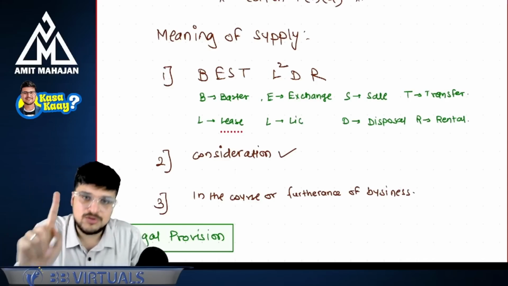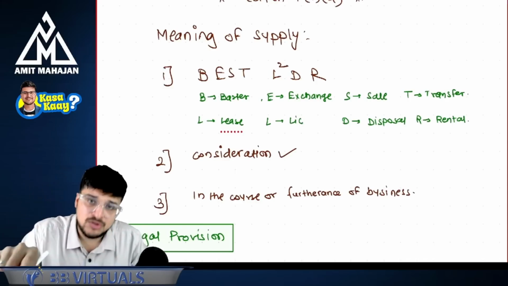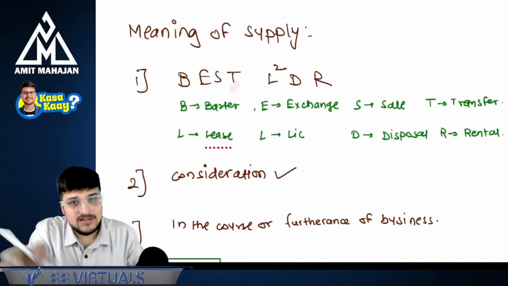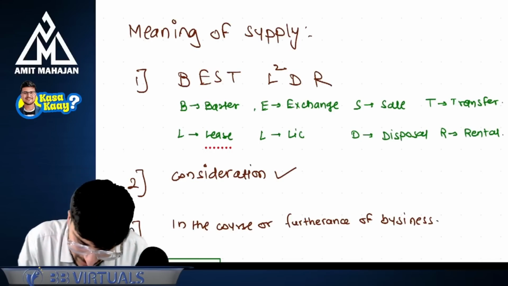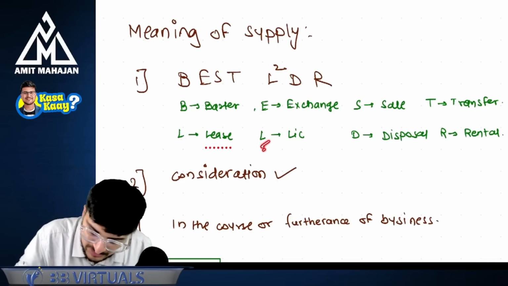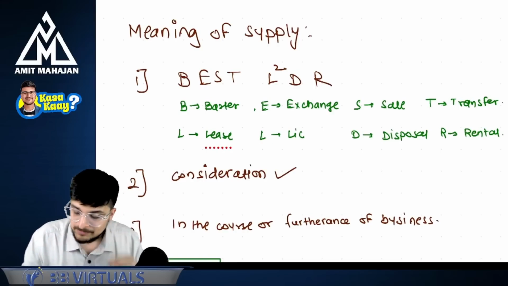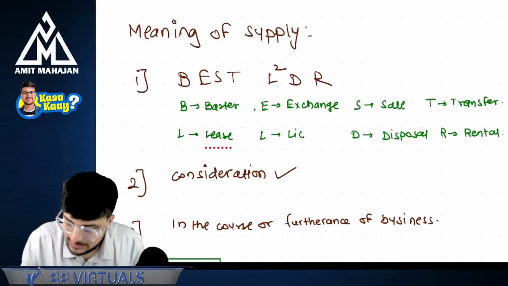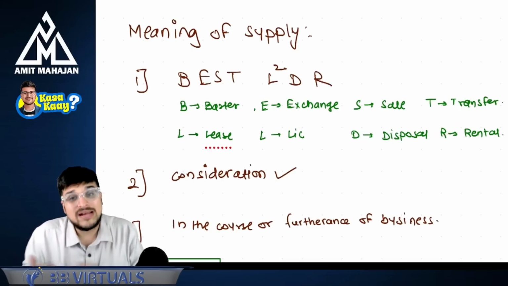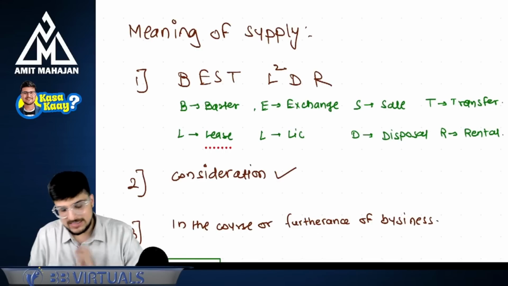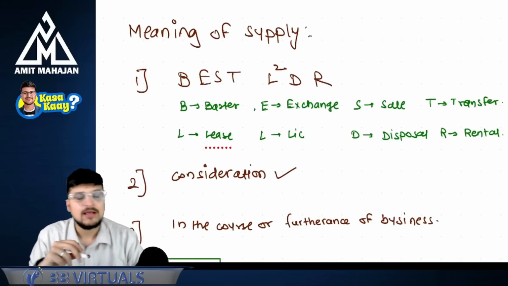If you barter, that is also supply. If you exchange, that is also supply. If you sell, that is also supply. If you transfer, I will come to this point after some point of time. If you lease, if you give anything on lease, that is also supply. If you give anything on license, that is also supply. If you dispose, so transfer and dispose, I will discuss in detail. And if you give anything on rent, that is also a supply. Perfect understanding. So that will fall under point number one.